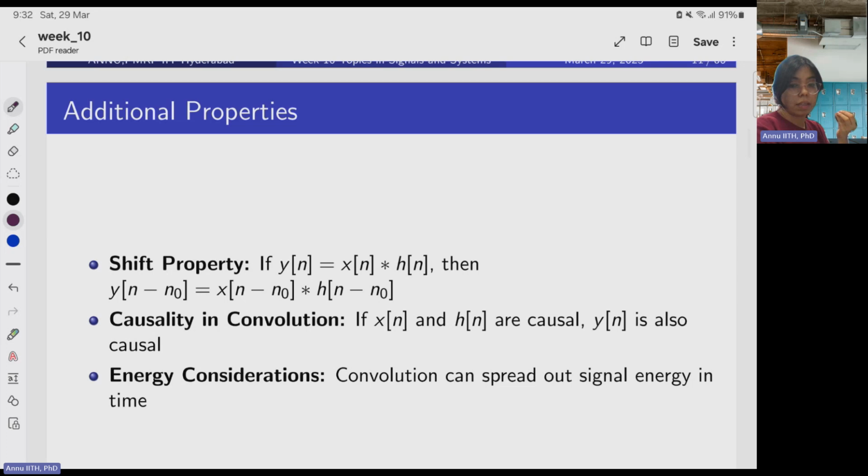Then you have this x convolved with y of n minus n naught. If you shift one input, the output will shift as well. If you shift one input, it will shift the output also. So it's very important. And also causality in convolution.